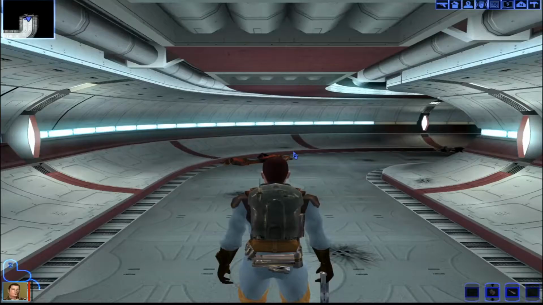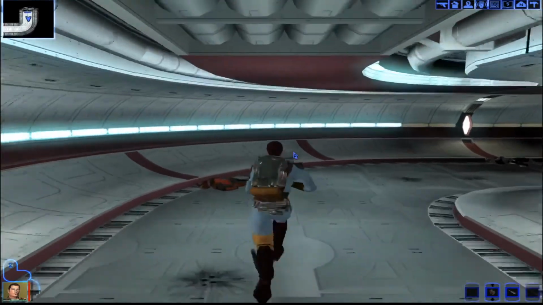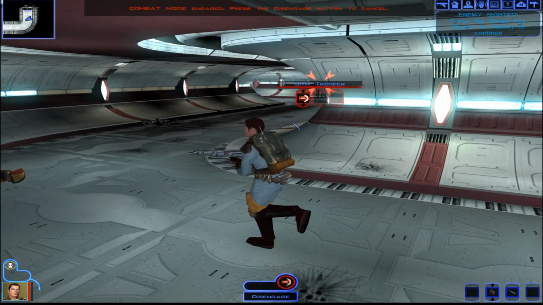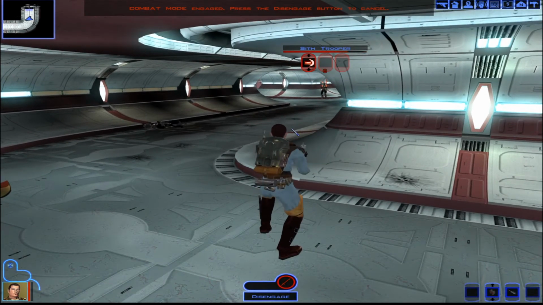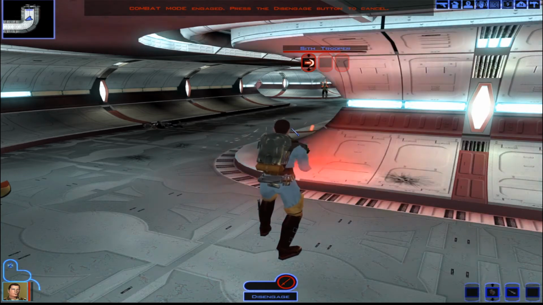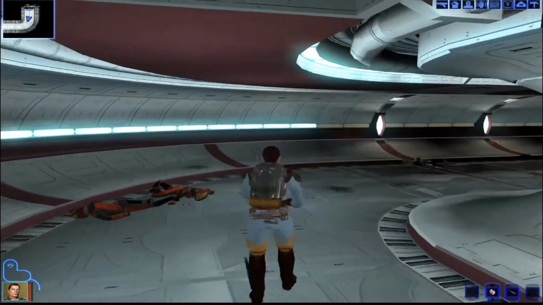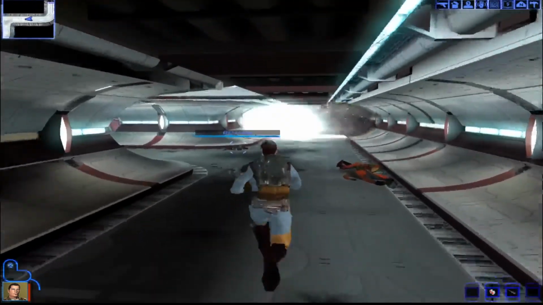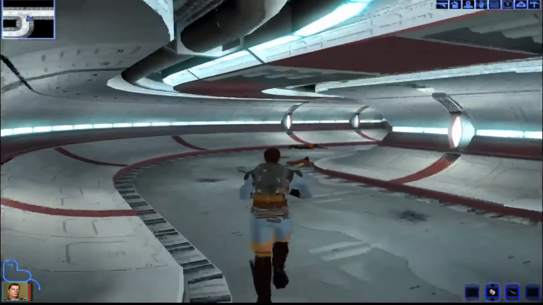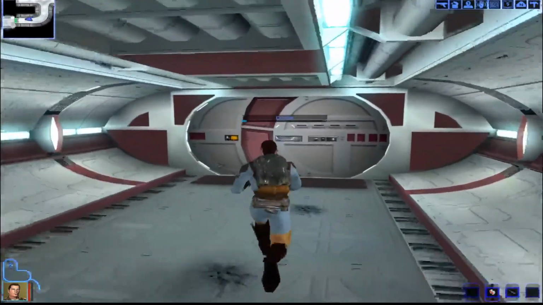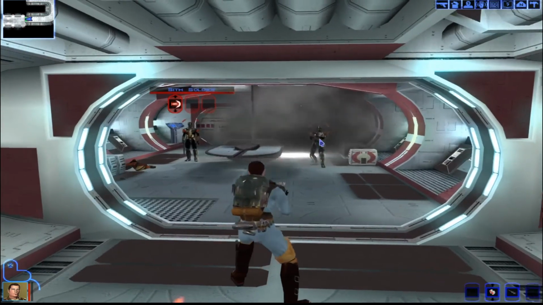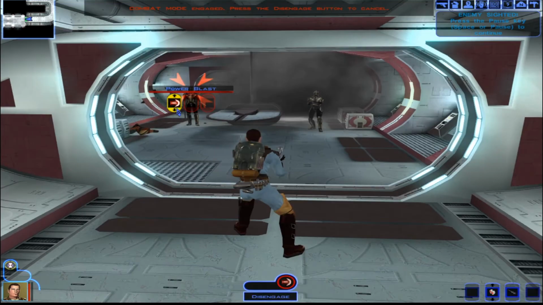Anyway, this next part is where I had some problems. And I was playing as a scout. And I got to here where I was supposed to sneak past him and couldn't walk anymore. Basically.